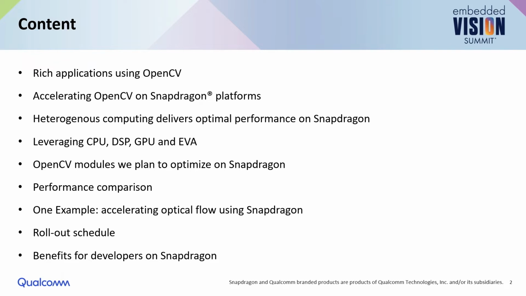Then we will also give examples of how we plan to accelerate OpenCV and its performance comparison with the native OpenCV implementation. One example I'll show is motion estimation and optical flow. And last but not least, we will talk about our planned rollout schedule, which will happen this year, and also the benefit to the CV app developers.